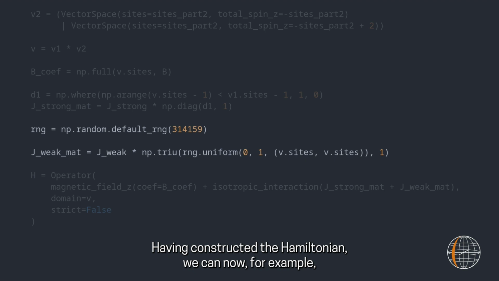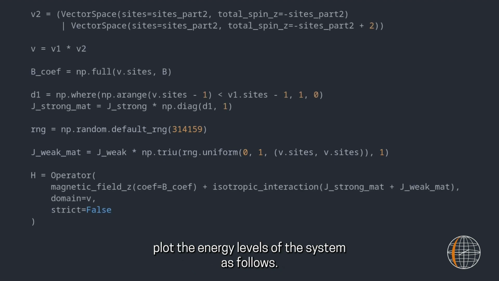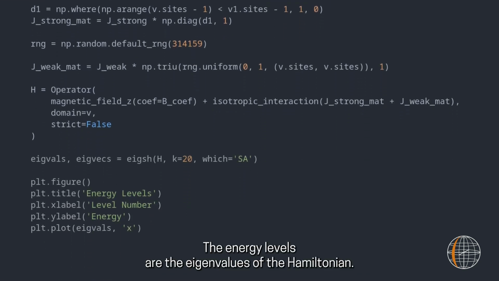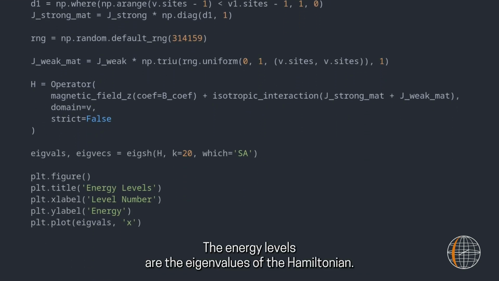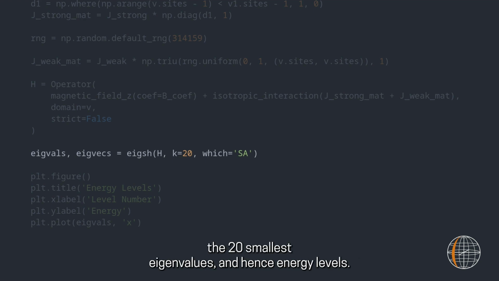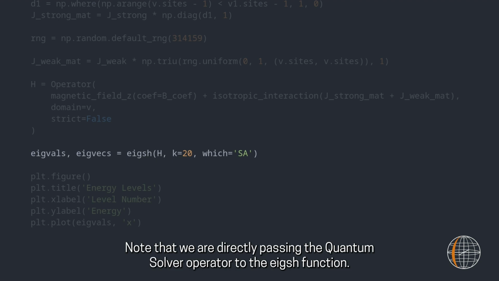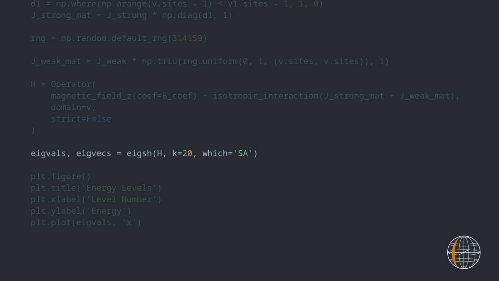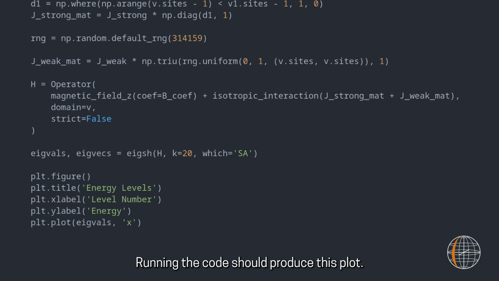Having constructed the Hamiltonian, we can now, for example, plot the energy levels of the system as follows. The energy levels are the eigenvalues of the Hamiltonian. We use the SciPy eigs function to compute the 20 smallest eigenvalues and hence energy levels. Note that we are directly passing the quantum solver operator to the eigs function. This is possible because quantum solver operators implement the SciPy linear operator interface. Running the code should produce this plot.